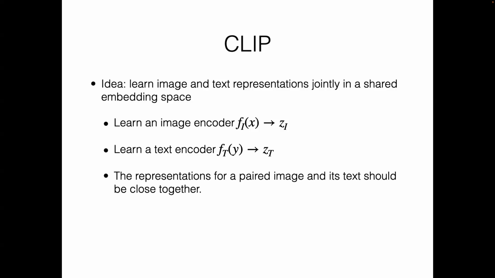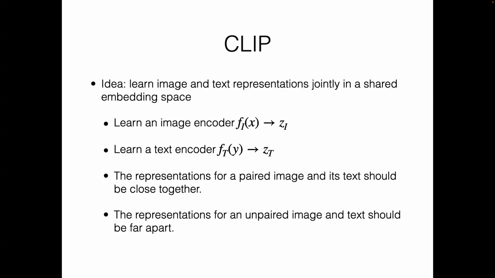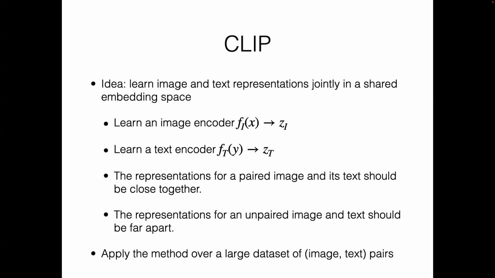The idea is we want the representations for an image and text that are paired together, like an image and its caption, to be close or to have a high score. And then you want representations for an image and some irrelevant text to be far apart. And then we want to apply the method over a large data set of image and text pairs.